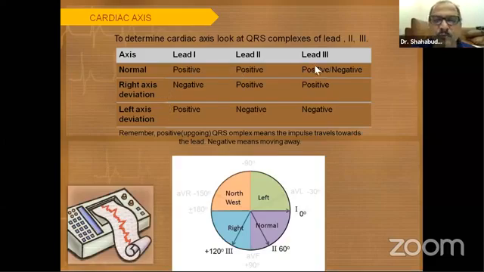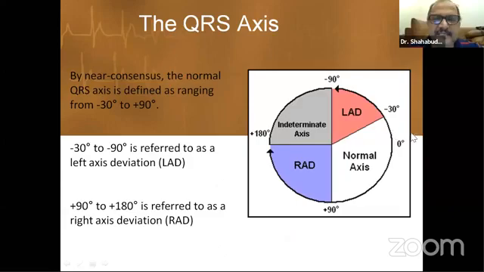If lead 1, 2, 3 all are positive, this is normal axis. In right axis deviation, as we have seen, there is a rightward shifting from plus 60 degree to 90 degree and minus 30 degree. It produces negative in lead 1. Left axis deviation is when lead 2 and lead 3 are negative. So right axis deviation, if lead 1 is negative, and left axis deviation if lead 2 and 3 are negative. The normal axis is minus 30 to plus 30, left axis deviation is minus 30 to minus 90 degree, and right axis deviation is plus 90 to 180 degree.